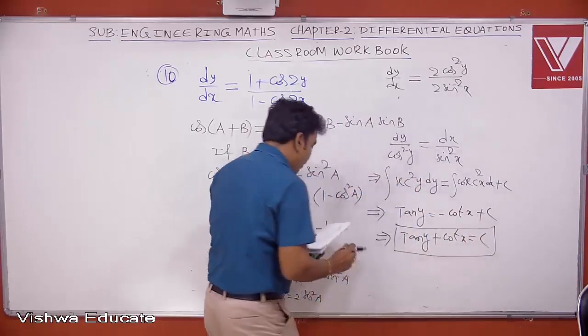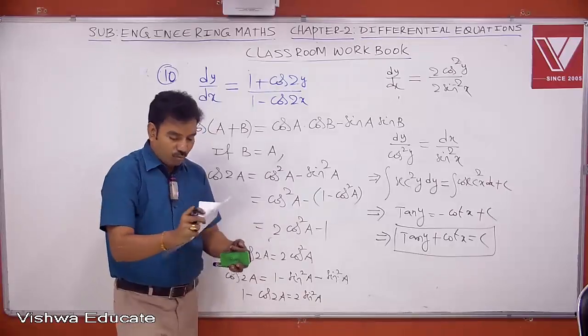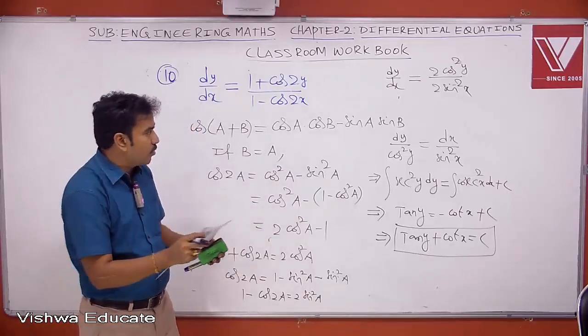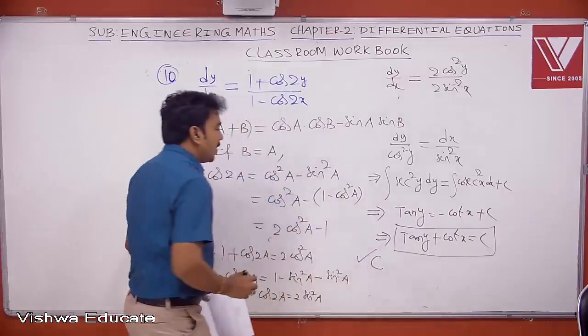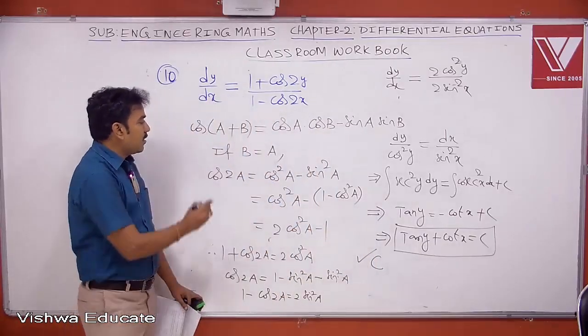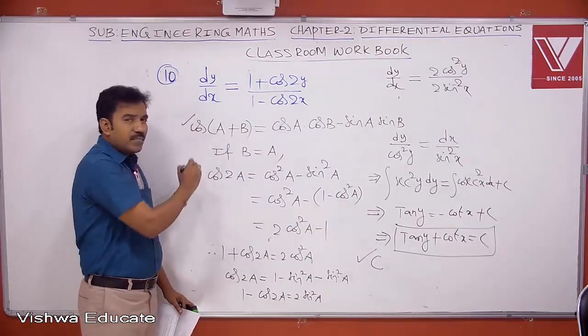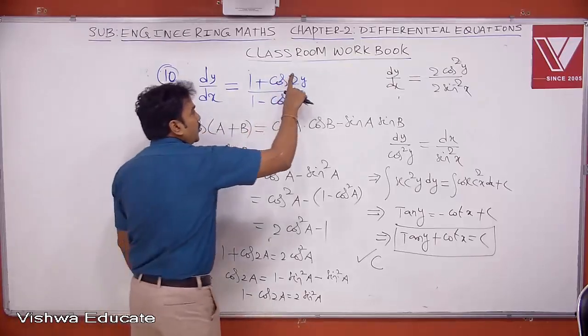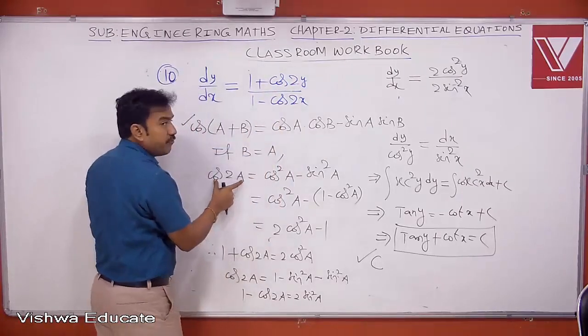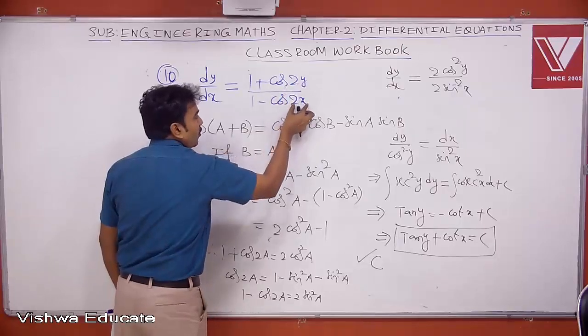So this is my final general solution: tan y plus cot x equal to c. So option number C is the right answer. Tan y plus cot x equal to c. Only thing is, you need to know 1 plus cos 2y and 1 minus cos 2x. So for both, I must know the cos 2a formula. Cos 2y is required, cos 2x is required.